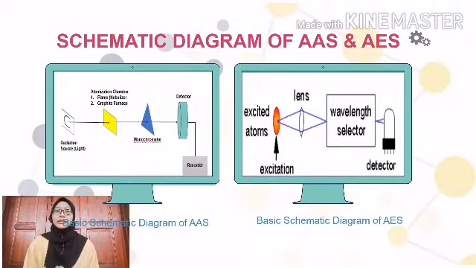Next is the contents. This schematic diagram shows the differences between AAS and AES. AES uses the intensity of light emitted from a plasma, flame, arc or spark at a particular wavelength. AAS uses the absorption of light to measure the concentration. In other words, absorption is analyzed in the presence of light, while emission is analyzed in the absence of light, where the light is from the flame.